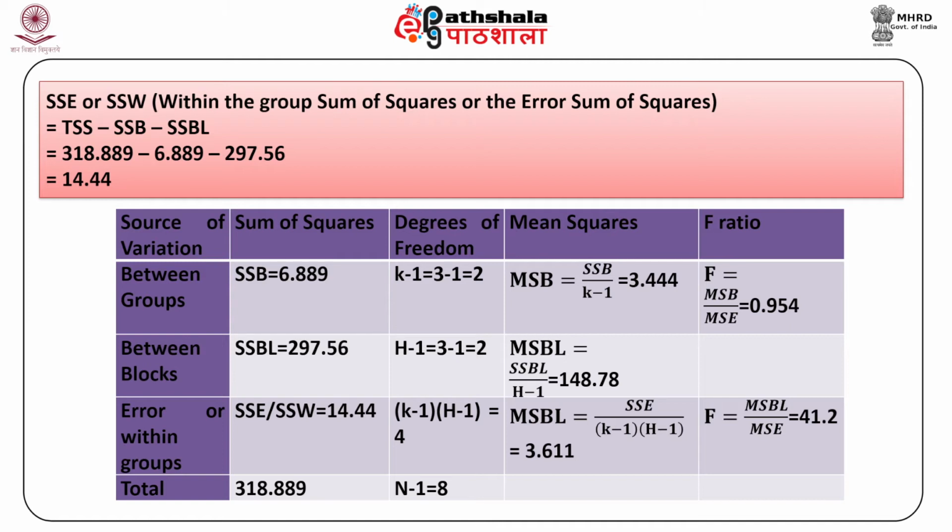If you look at the second F ratio, it is equal to MSBL upon MSE, and this comes out to be 148.78 divided by 3.611, which comes out to be approximately 41.